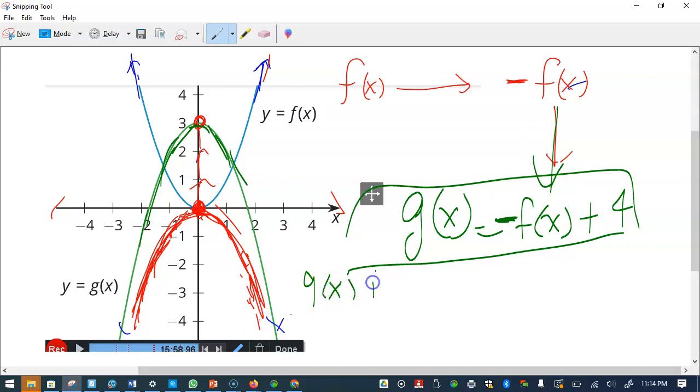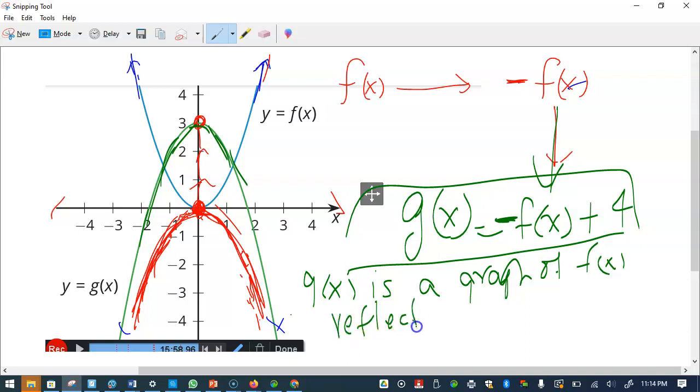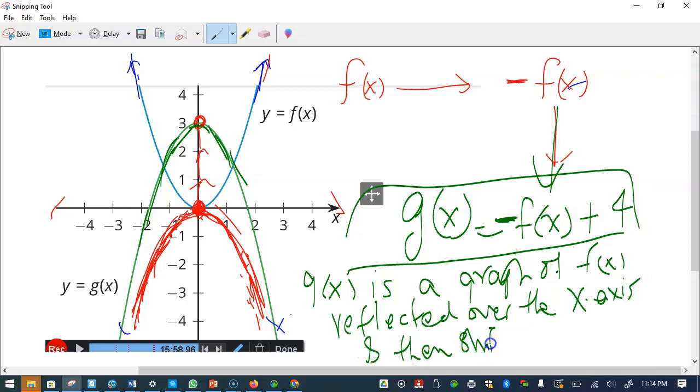So g(x) is a graph of f(x) reflected. So the first step is reflected over the x-axis and then shifted 4 units up. That's it. That's all it is. Hope that helps.